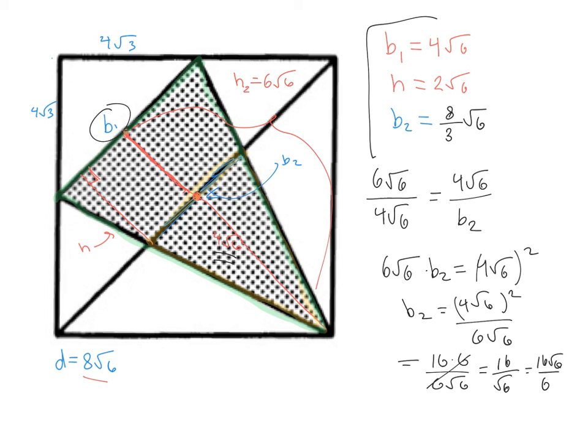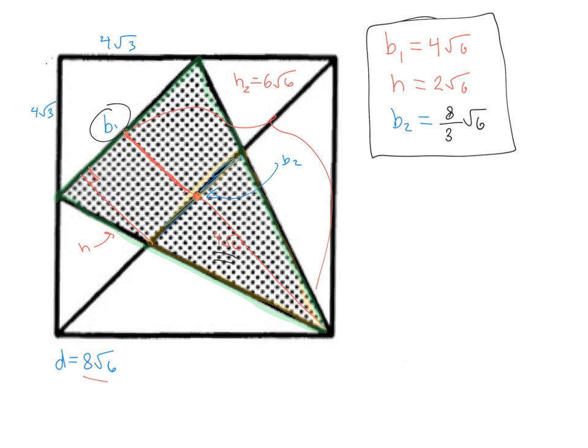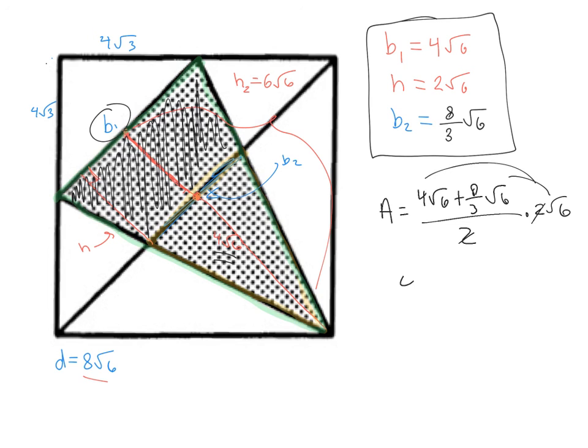So now we've got all the dimensions we need, and we are just going to plug in and solve. All right, so again, the last step in finding the area of this trapezoid that we were shooting for would be the average of the bases, 4 root 6 plus 8/3 root 6, times the height. Those cross off. I'm going to distribute the root 6, so you get 4 times 6 plus 8/3 times 6, which is 24 plus 16, which is 40. And that should be the answer.